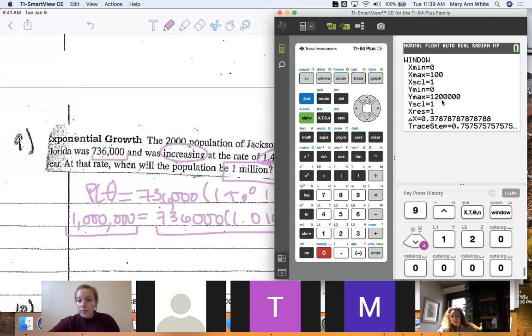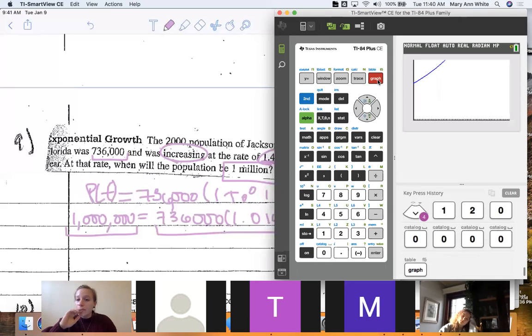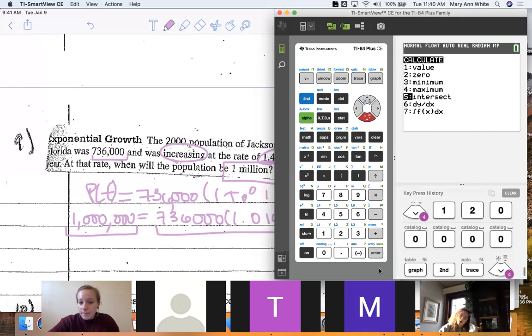So I've got 12 and then 5 zeros. And then I have no idea if 100 is too big or too small, but we're going to keep it and we're just going to see what happens. Graph. Oh, it looks like it was pretty big. I didn't need to go that big, but I can clearly see my intersect, so I'm not going to change my window. It's fine. We'll second trace. We'll do intersect.